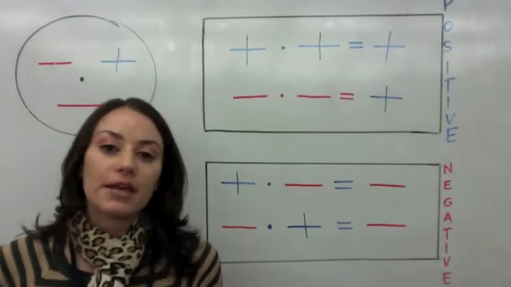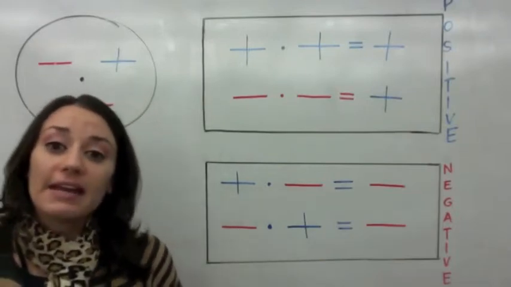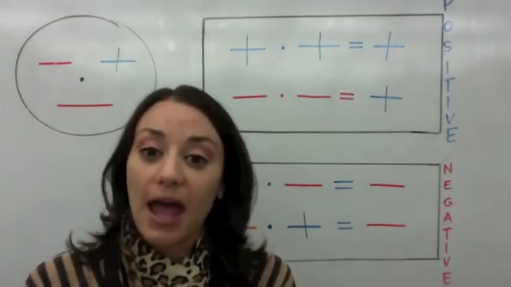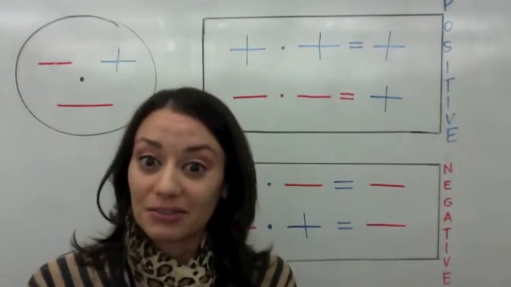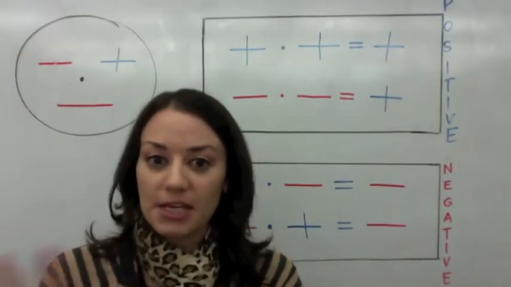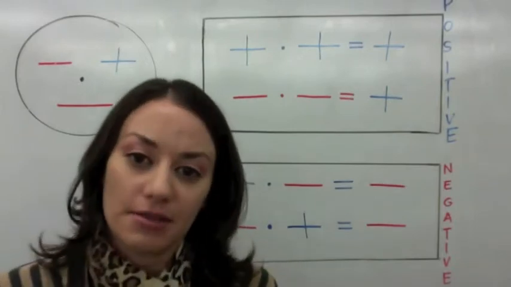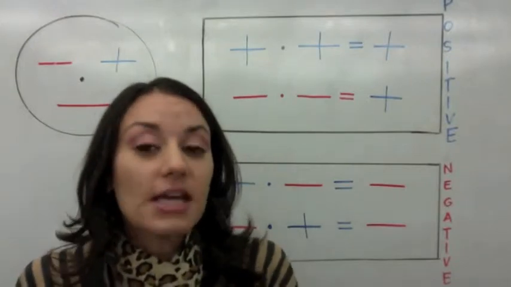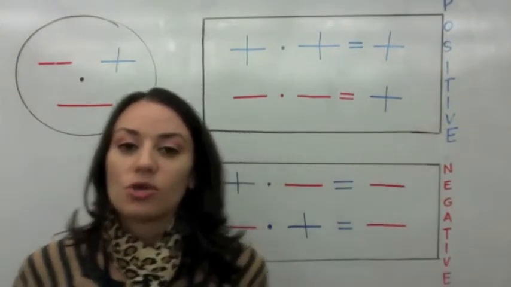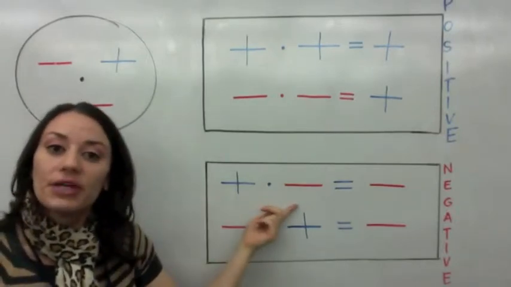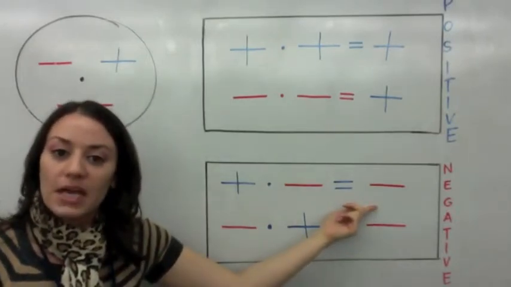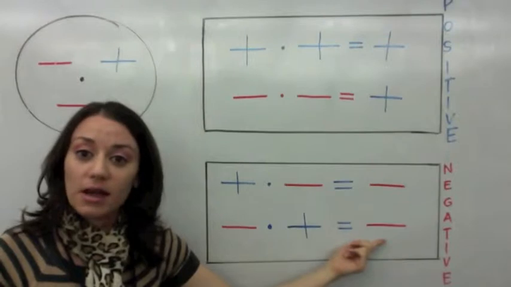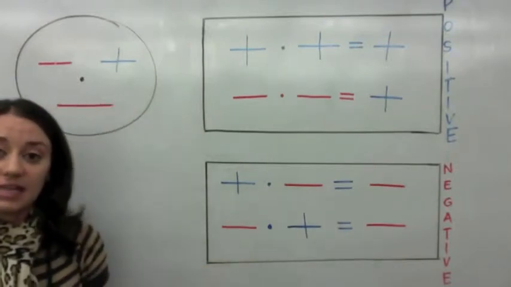So let's talk about how you get negative answers. Negative answers is when you have different signs. And you know that when you add different signs, you subtract, right? That's not the same thing here. When you have different signs, the answer is negative. Repeat what I said. When you have different signs, the answer is negative. So if you have a positive times a negative, that makes negative. If you have a negative times a positive, that also makes a negative answer. So go ahead and get that down.